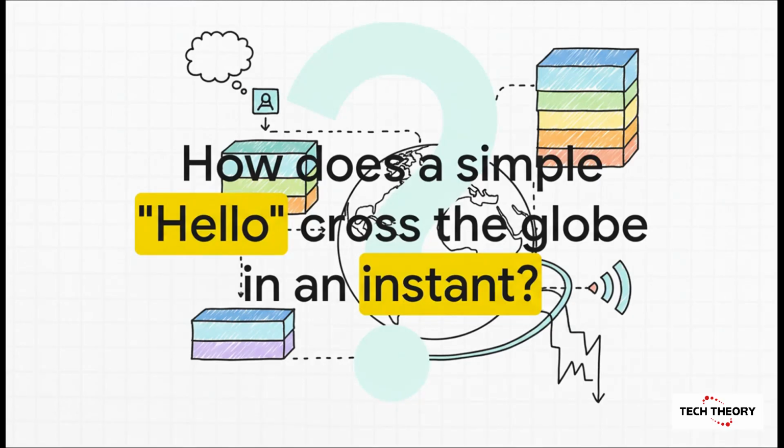I mean, really think about it for a second. You type hello to a friend who's literally on the other side of the planet, and it gets there in a blink. How on earth is that even possible? What's the invisible magic that makes it all work? Well, it turns out there's a blueprint for it.